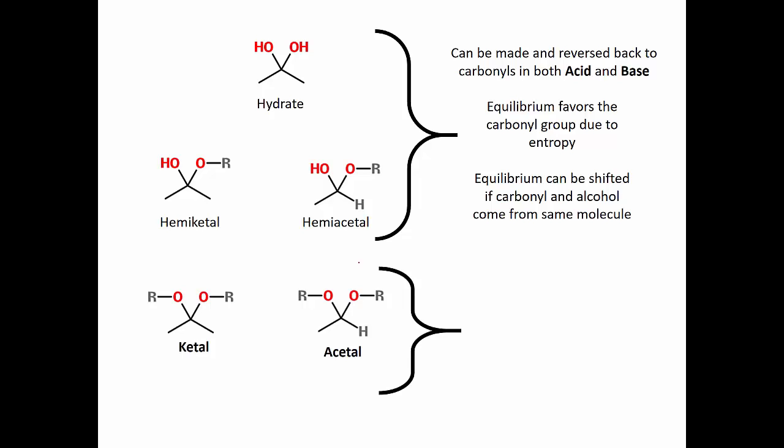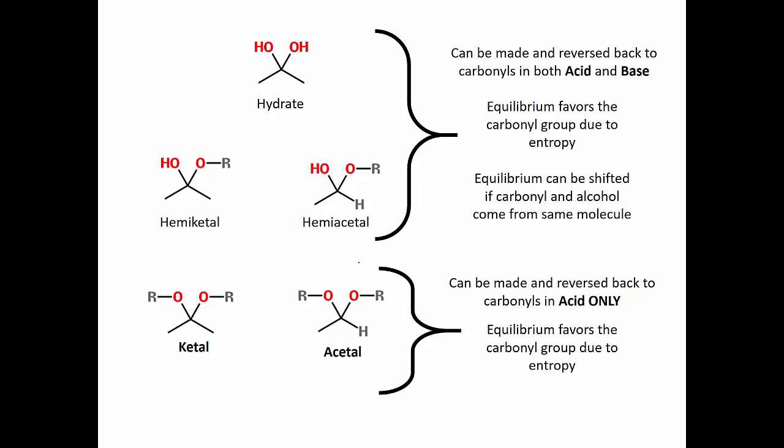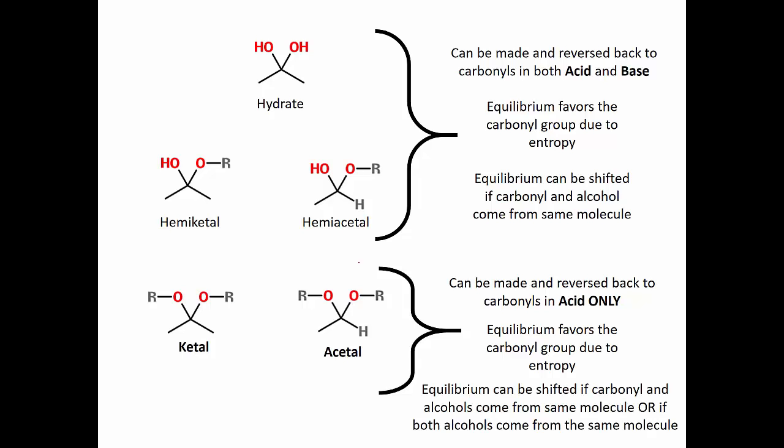Ketals and acetals behave similarly. However, they can only be made and reversed in acid. The equilibrium favors the carbonyl group due to entropy, but we can shift the equilibrium if the carbonyl and alcohol come from the same molecule, or if both alcohols come from the same molecule. So ketals and acetals tend to be favored if we can get our functional groups into the same structure.